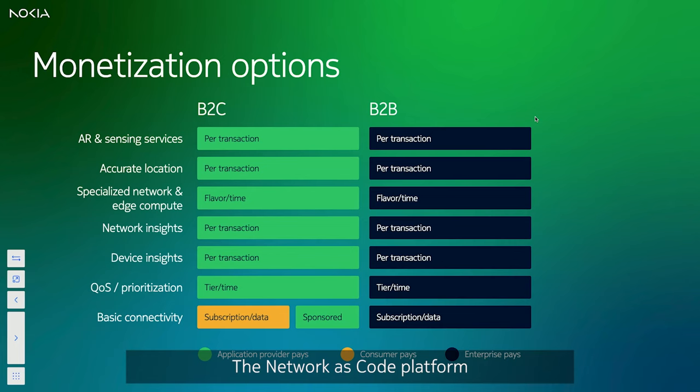The Network as Code platform has the responsibility of the monetization of these services, so the ability to charge for these additional value-based services and the ability to clear and settle revenue for the participants in the marketplace ecosystem. That is all the Network as Code can provide.